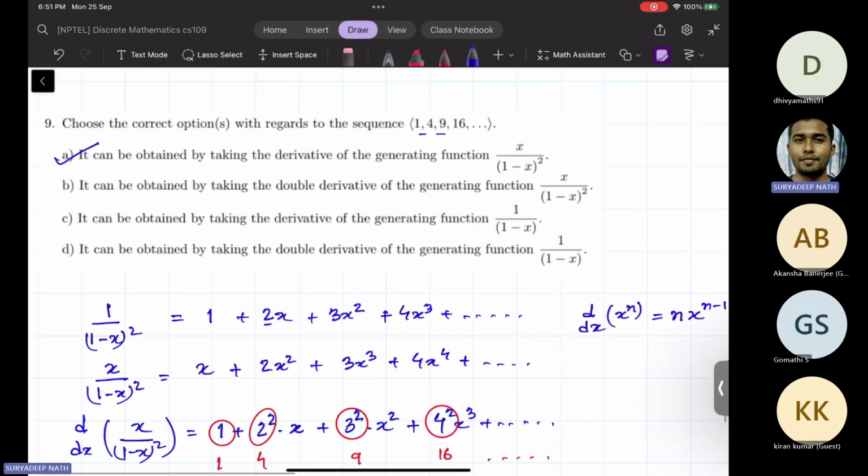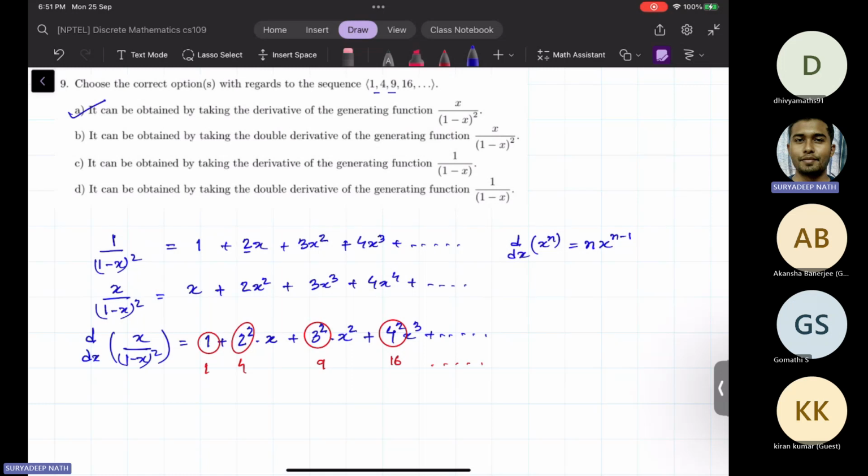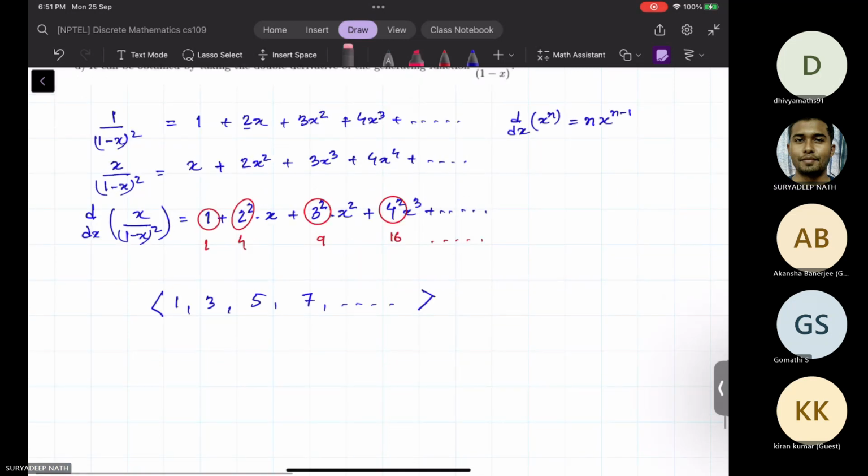So this is one. If I were to ask you something like this, this is 1, 4, 9. If I asked you to find the sequence like 1, 3, 5, 7, that is basically 1 + 3x + 5x² + 7x³, and so on. How are you going to do this in that case, how do you think you will solve this question? Can anyone take a guess?